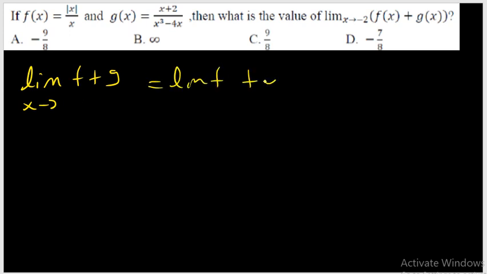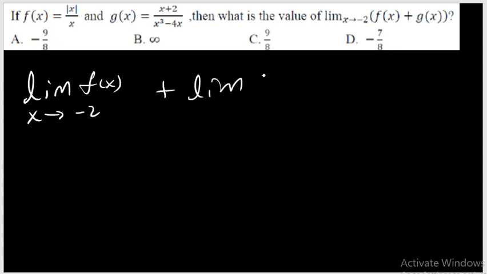Next question. There are two functions given, f of x and g of x, and we ask what is the limit of the sum of the two functions as x goes to negative 2. We can divide the limit of f plus g as x goes to some number. We can write it as the limit of f plus the limit of g as x goes to that number. So using this property, let us write it. It will be the limit of f of x as x goes to negative 2 plus the limit of g of x as x goes to negative 2.